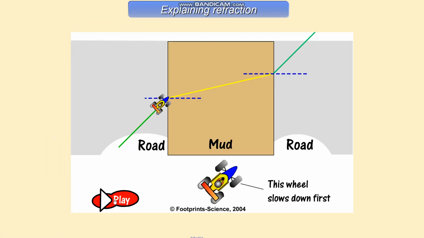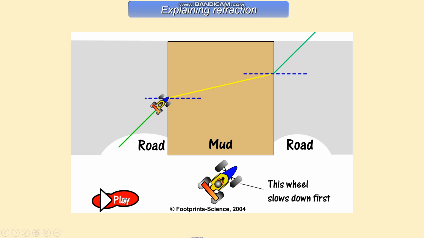There we go, took a little bit getting there, but we got there in the end. Okay, so when the car goes, you'll notice that this wheel here hits the mud first, so this wheel slows down, but this wheel here carries on at the same speed, so the whole thing turns in a direction heading towards the normal. It's a bit like if you're in a rowing boat and one person pulls harder than another. It's caused a turn in the direction of the person who's pulling harder. In this case, it's turning in the direction whereby the wheel is slowed down first.